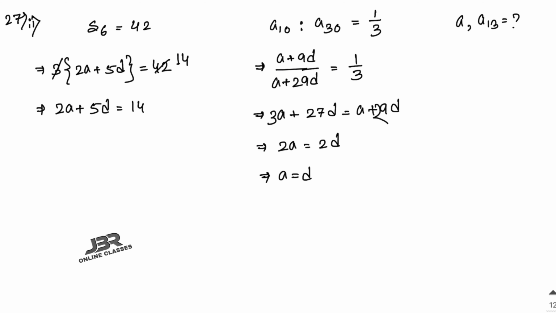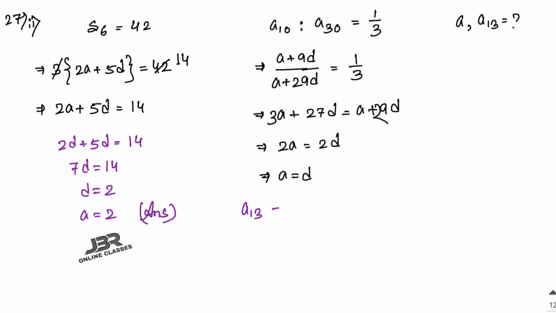3 ones are 14, so 2a plus 5d equals 14. As a equals d, you can write 2d plus 5d is 14, 7d equals 14, then d equals 2, then a equals 2. So the first term equals 2, that is your first answer. And the second one, A13. A13 means A plus 12D. So A is 2 and 12 into 2 is 24, that equals 26 as your answer.